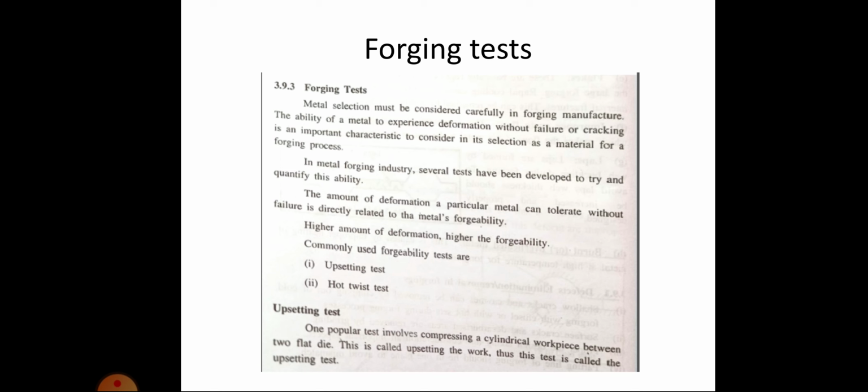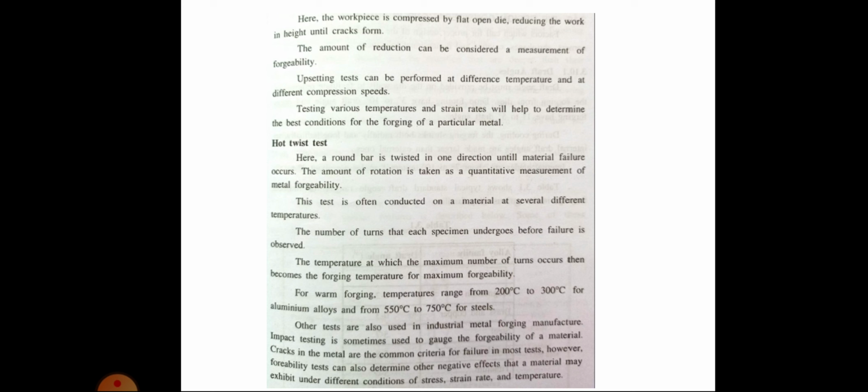It involves compressing a cylindrical workpiece between two flat dies. This is called upsetting the work. Thus, this test is called upsetting test. Here, the workpiece is compressed by flat open die, reducing the work in height until a crack forms. The amount of reduction can be considered a measurement of forgeability. Upsetting tests can be performed at different temperatures and at different compression speeds. Testing various temperatures and strain rates will help to determine the best conditions for the forging of a particular metal.